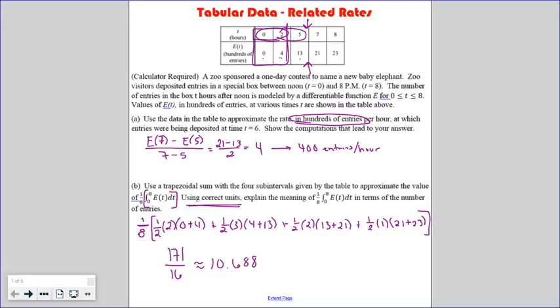Now, E of t is our hundreds of entries, and we took the integral of that, and then we divided by 8, which was our difference in the time. And so this would be an average. It's an average of this function over that interval. And E of t is in hundreds of entries. So we would have an average of 10.688 hundred entries over that span from time equals 0 to time equals 8. And that's our average number of entries on that span.